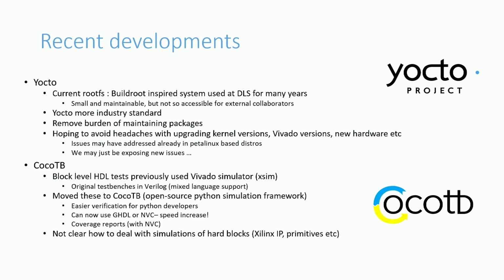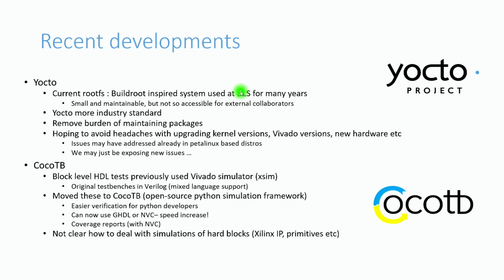Just a couple of other recent developments. We've been looking a bit at Yocto. The current rootfs, which we've been using, is a Buildroot-inspired system that's been used for many years. And that's small and maintainable by us, but not so easy for our external collaborators to get to grips with. So Yocto, we're hoping, is more industry standard and will remove the burden of maintaining packages ourselves, and hopefully avoid some of the headaches that we have every time we want to upgrade a Vivado version or a kernel version, etc., and find that we open up rabbit holes as to why things are not working.